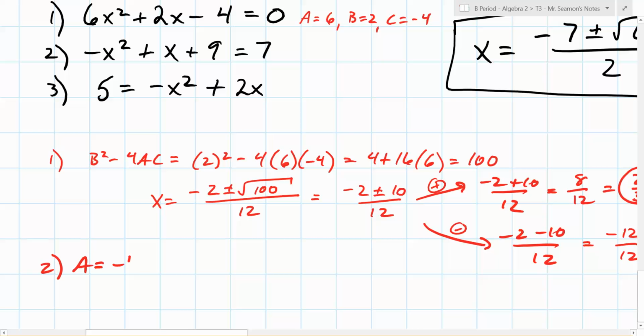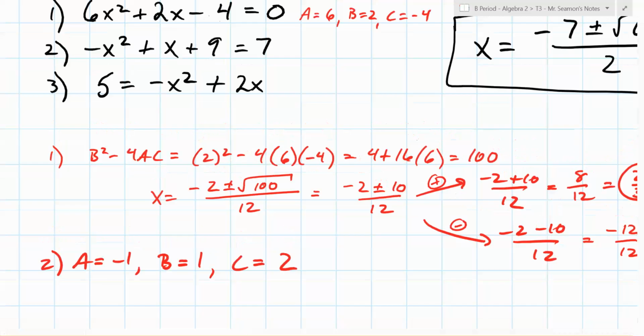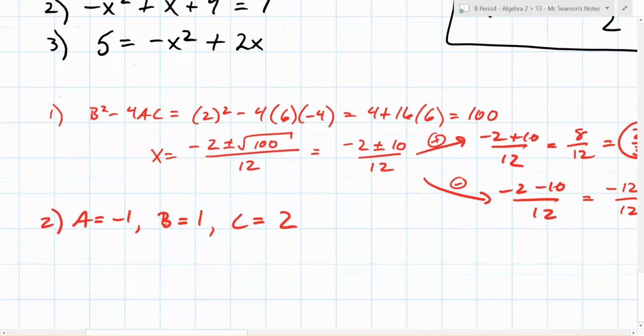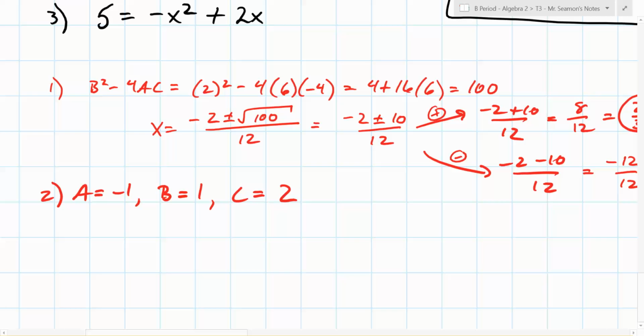-1. Someone else, not Chris. Can you tell me what b is equal to on the second one? 1. And be careful, what's c equal to? 2. Why is c equal to 2 on the second one? 9 minus 7 is 2. It has to equal 0. Correct. Nice. Well, there's 0 over there already. Oh, it is 6 minus 0. Oh, that there. Hey, we fixed it. Yeah. Okay. What about 3?